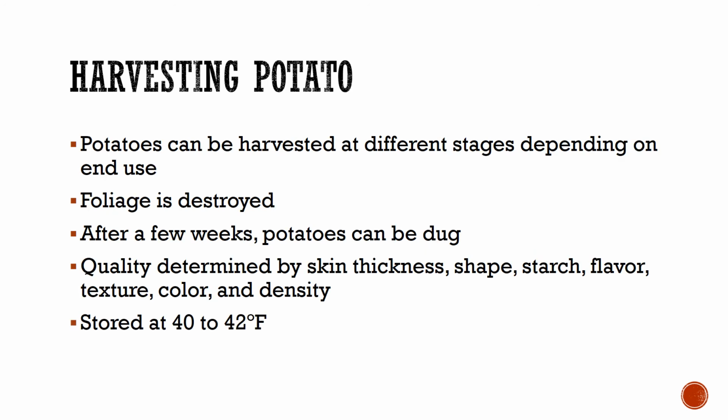Potatoes, these are really fun to watch harvested, and we'll show this in the crop of the week as well. The foliage first has to be destroyed, just like a sugar beet, cut off first. Then after a few weeks, that potato can be dug up by a potato harvester. Then we have to look at the thickness, the starch, the flavor, the color, and it's stored at 40 to 42 degrees Fahrenheit.